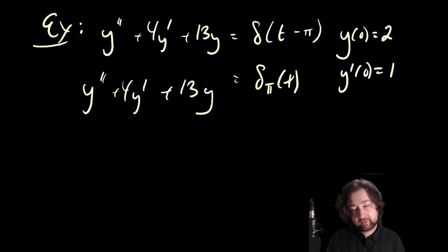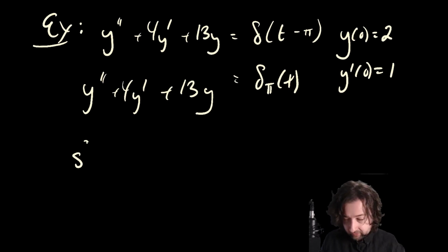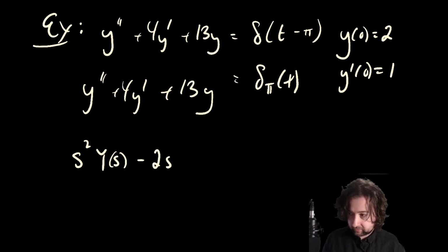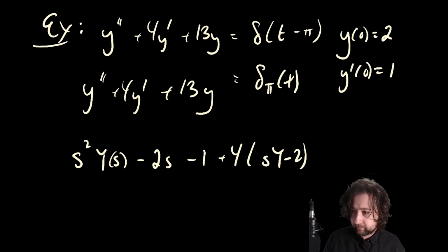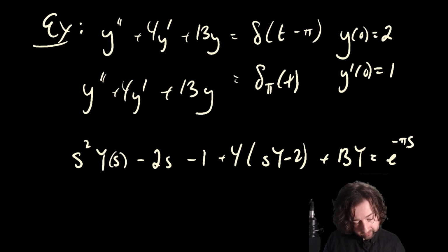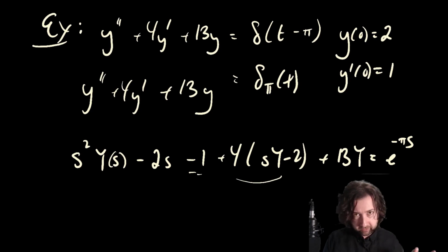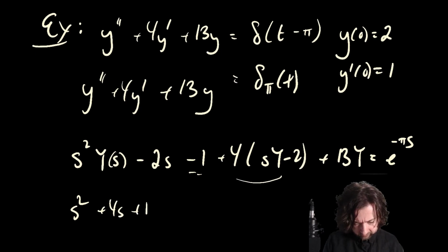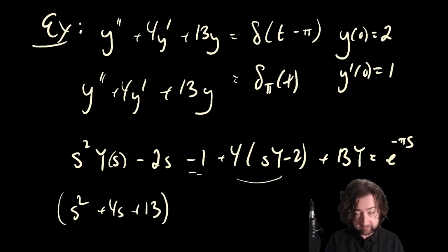So I hit everything with a Laplace transform, and this is what we're going to get. We're going to get s squared Y(s) minus 2s minus 1 plus 4 times (sY minus 2) plus 13Y is equal to e to the minus pi s. All right, multiplying through and pulling out the algebra, we're going to get that (s squared plus 4s plus 13) times Y, and that makes me comfortable because I see up at the top that this agrees with the characteristic polynomial for the left-hand side.